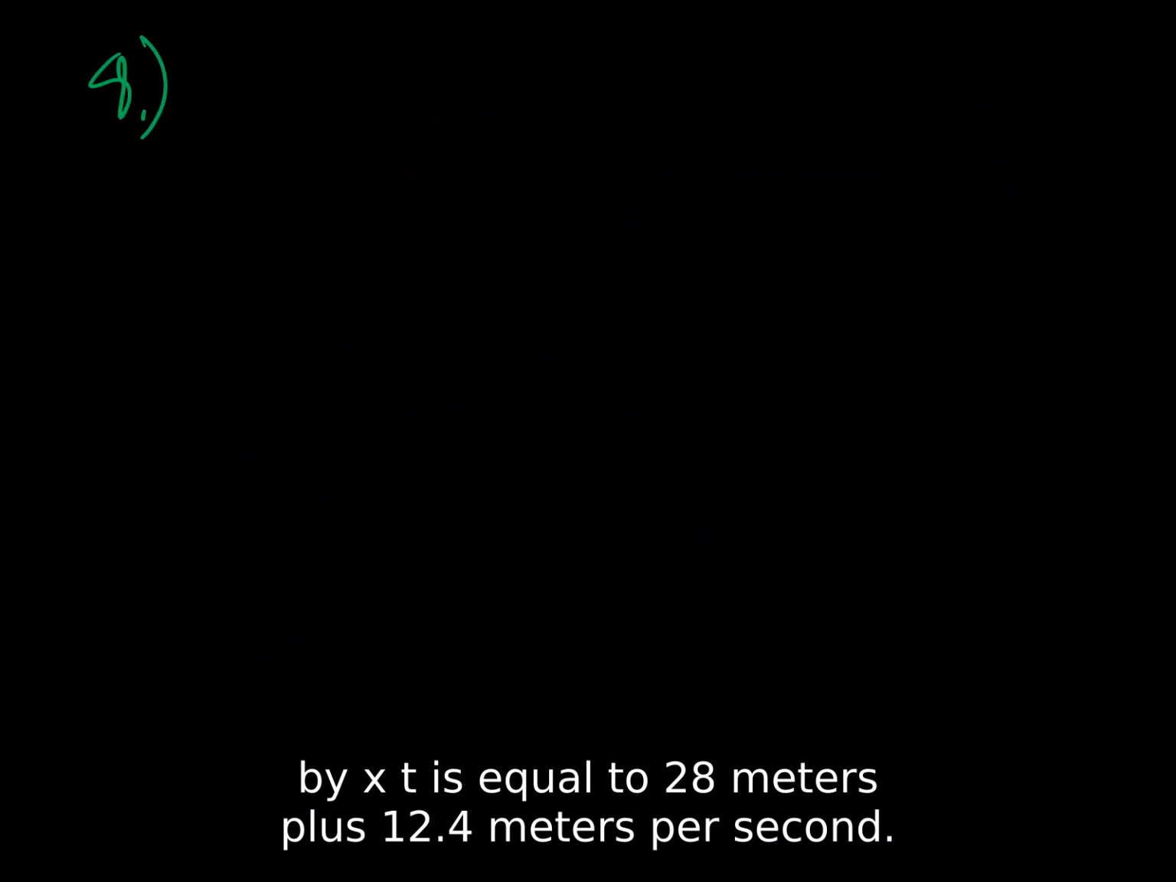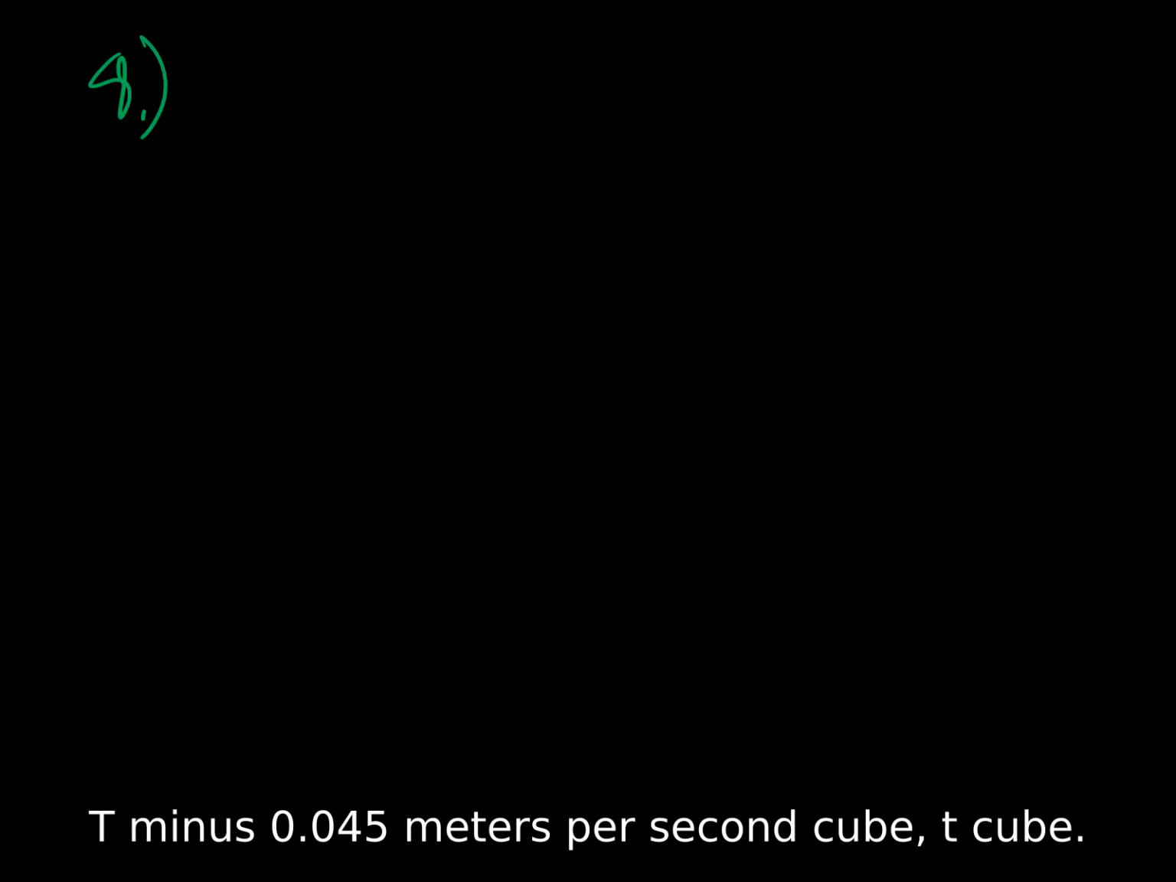All right, everybody want to look at number 8? I guess so. Nobody's saying anything. All right. So chapter 2, number 8. All right, well, let's read it. Okay. And it says, a bird is flying due east. Its distance from a tall building is given by x of t, right? It gives you x. x of t is equal to 28 meters plus 12.4 meters per second, t, minus 0.045 meters per second cubed, t cubed. What is the instantaneous velocity of the bird at 8 seconds? Okay, at 8 seconds. Okay.